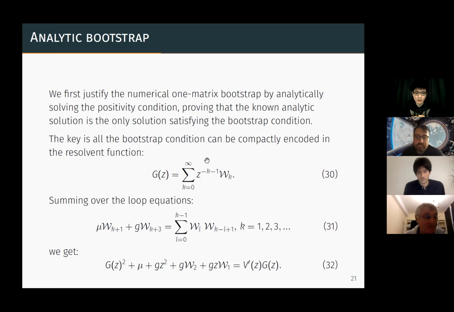The remaining part, the GW2 plus GZW1 part, is from the collecting of the tails of the formation. Because G is the resolvent function, there are some formal power series. So actually this quadratic equation contains all the information from the loop equation. If we could encode all the information from the positivity of the correlation matrix into the resolvent function, then we are basically done. This is transformed into a complex analysis problem, and maybe we can solve it.